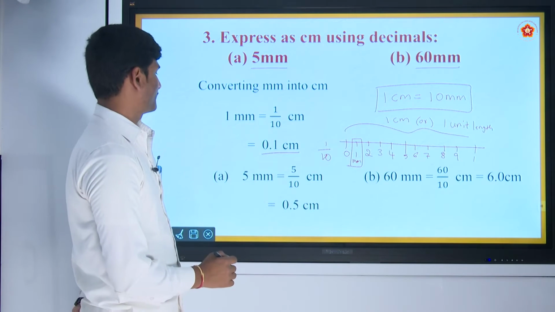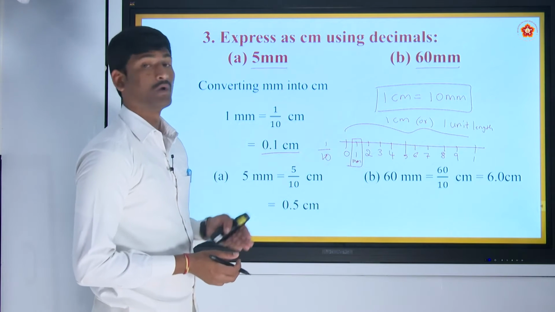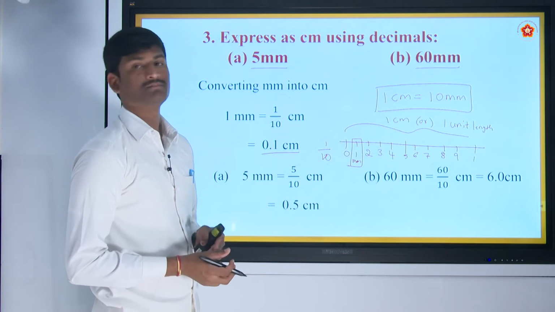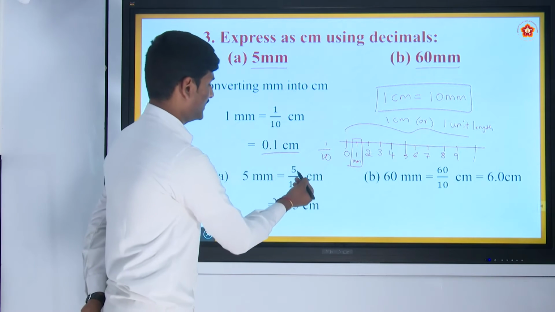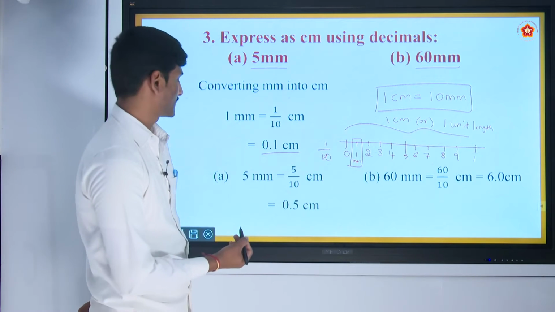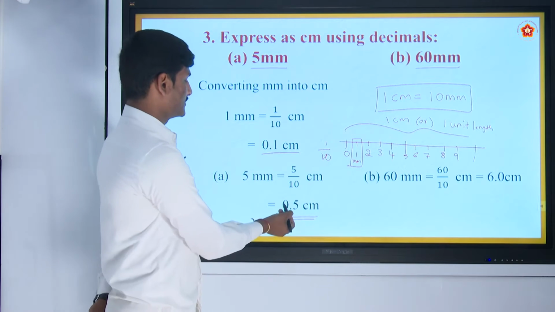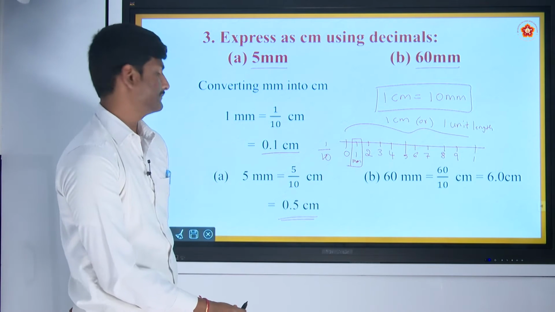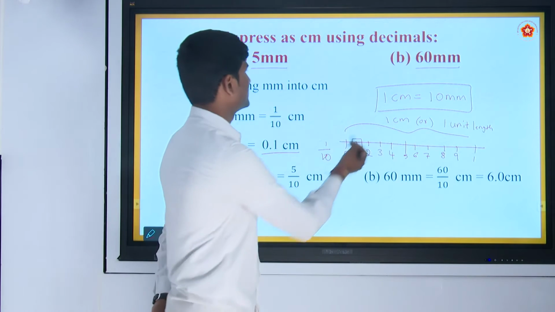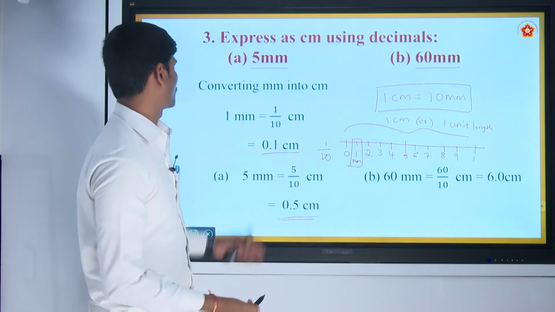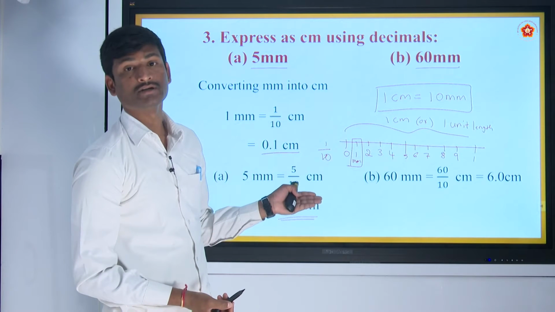Okay. Here 5 millimeter, you know 1 millimeter is equal to 0.1 centimeter. So 5 millimeter is equal to 5 divided by 10 centimeter. Then in decimal, 0.5 centimeter.